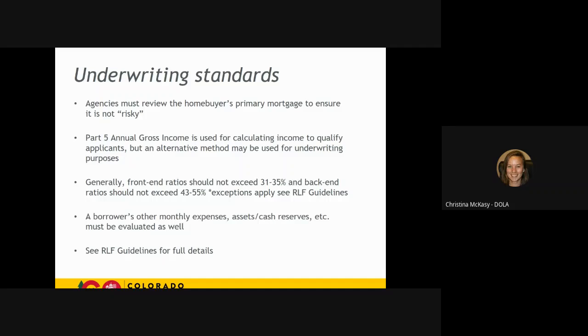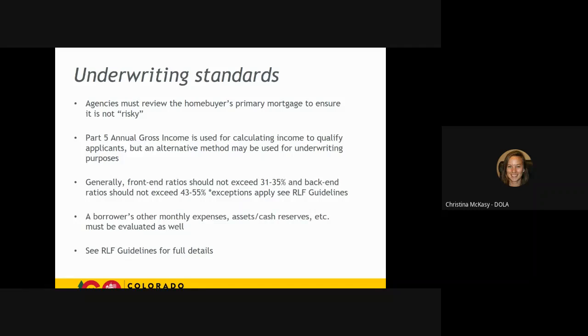Part 5 annual gross income is used for purposes of calculating income to qualify applicants, but you can use an alternative method for underwriting standards. You just have to establish what your method is for underwriting. Generally, our front-end ratio is going to be 31 to 35%, and back-end ratio is going to be 43 to 55%. There are exceptions, so look in the RLF guidelines.